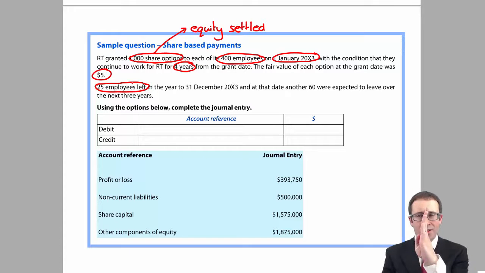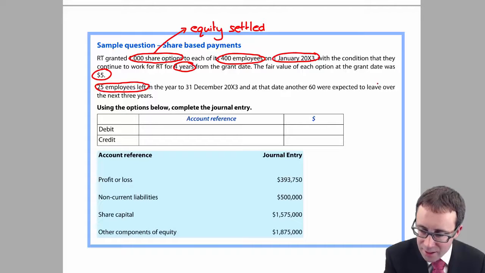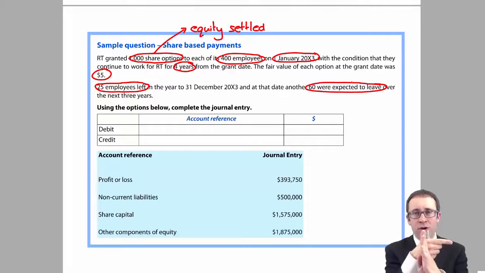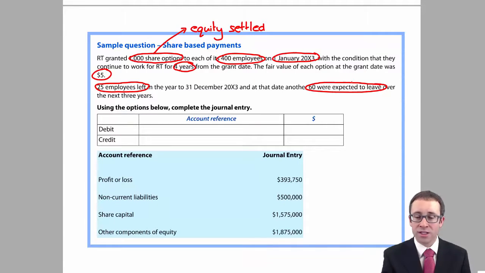But that's X3. That's what's happened in the past. What about in X4, X5, X6? How many employees do we expect to have left there? Well, it says there that we expect a further 60 to leave in the future, as well as the 25 that have left in the past. So we need to adjust for those 60 that we expect to leave in the future, don't we? And we make that adjustment today at the 31st of December.